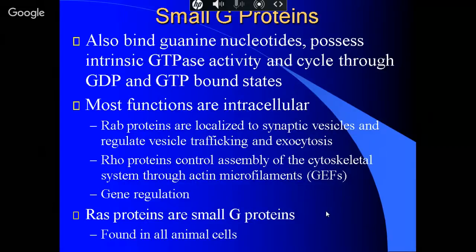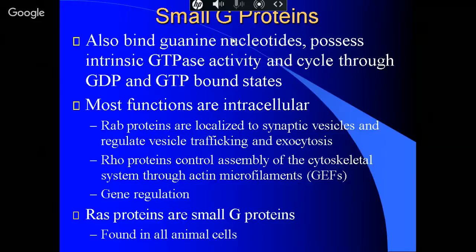All right, everything we've been saying is about the large heterotrimeric G protein, and I've only got a couple minutes left, because we don't understand the small G proteins as well. They're called small G proteins, okay? They also have this GTP, GDP, and hydrolysis. So that's why they're G proteins. They bind GTP, they hydrolyze it to GDP.